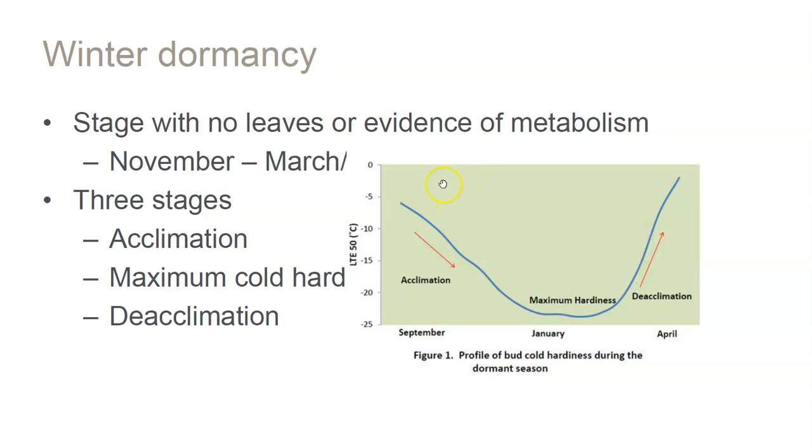Okay, so what you're seeing here is the vine acclimating to cold temperatures in the fall. The colder those temperatures are in the fall, the deeper this curve gets, right? The colder your fall temperatures are, the hardier you're going to be midwinter at maximum hardiness. The colder it is in the fall, the more water you lose and the more solutes you accumulate in your buds, and then you achieve maximum hardiness. You achieve maximum hardiness roughly midwinter.